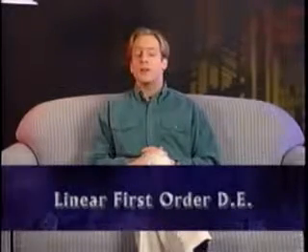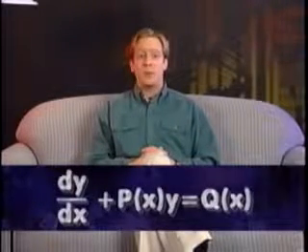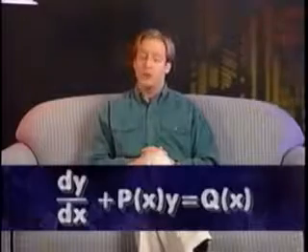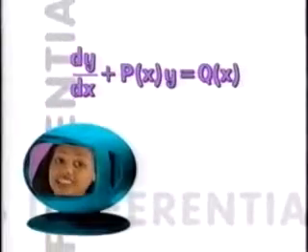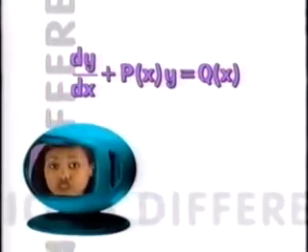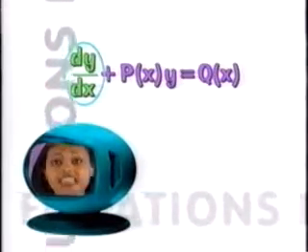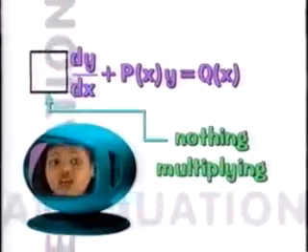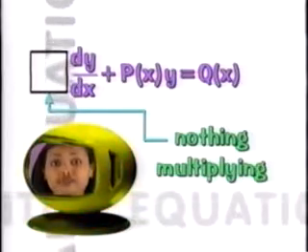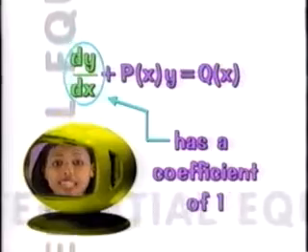A linear first-order differential equation takes this form: dy/dx plus p of x times y equals q of x. Let's take a look at this baby and see what makes it so special. First, notice that it's a first-order differential equation because the highest derivative in it, dy/dx, is a first derivative. Second, notice that there's nothing multiplying the first term, the dy/dx term. In other words, the dy/dx term has a coefficient of 1.